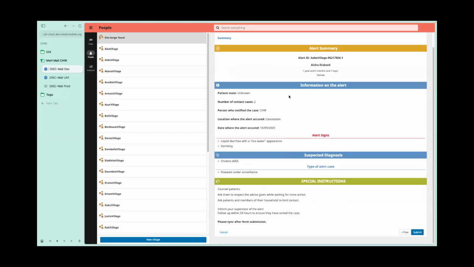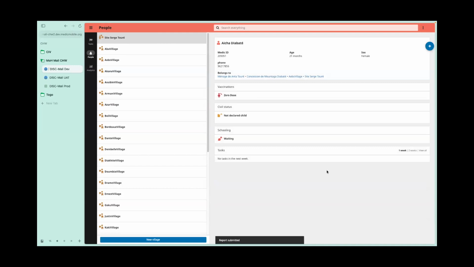So then I have the summary saying that at this village with the phone number, Aisha, the patient stage is unknown, and the signs are the diarrhea and vomiting. And based on those two signs, the diagnosis is cholera. So this is a disease under surveillance. So we have some special instruction that can be done. And that's it. So I can submit the form, and at this moment the information is sent to the upper level.